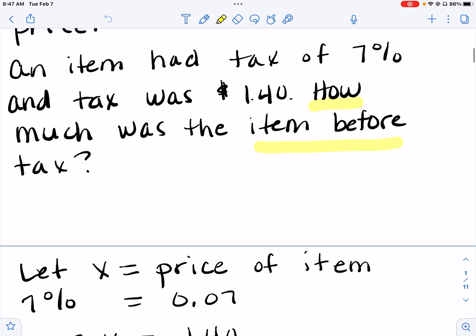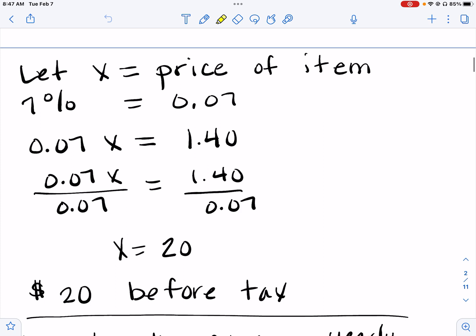Example, an item had a tax of 7% and tax was $1.40. How much was the item before tax? Okay, I've underlined that because that tells us what we're looking for. What you're looking for is what you need to set x equal to. Okay, so what are we looking for? X equals the price of the item.